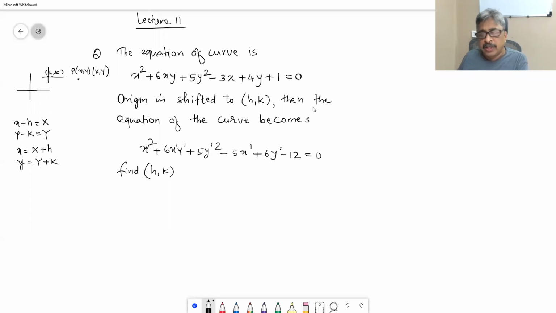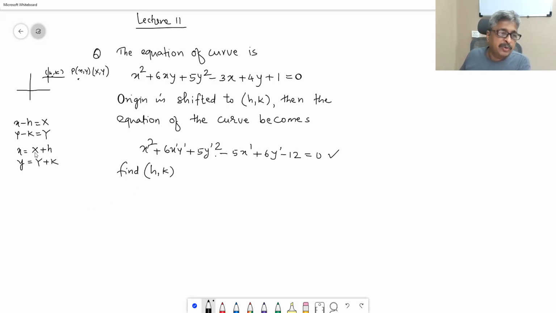What is the new equation? Compare that equation with this equation. Or backward translation transformation, this is the new equation, put small x minus h in this equation, get the old equation and compare the coefficients. Okay, so let us do it by forward method.